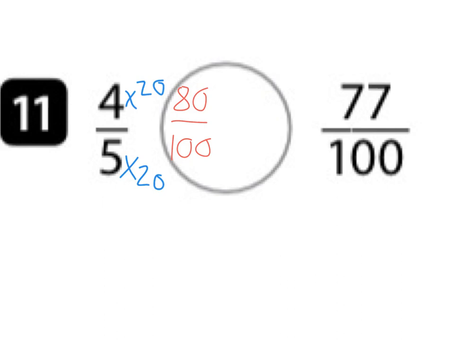My denominators are both 100, so I look at my numerators. Whichever numerator is larger, that is your larger fraction. So 4/5 is greater than 77 hundredths.